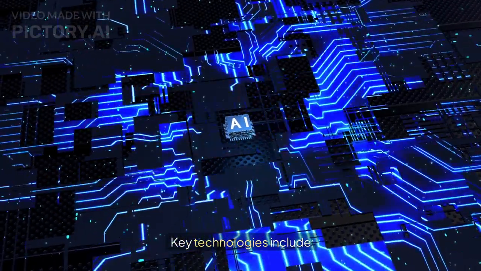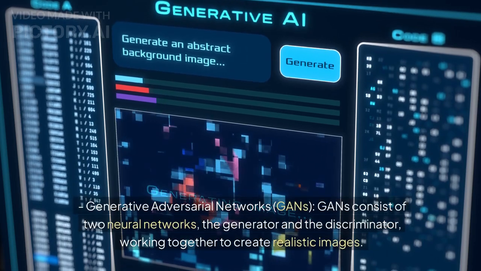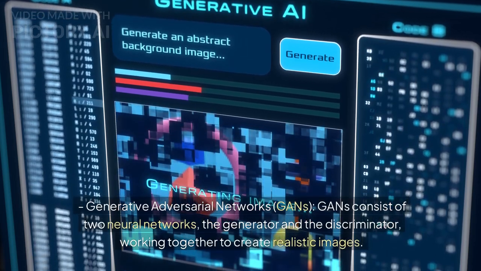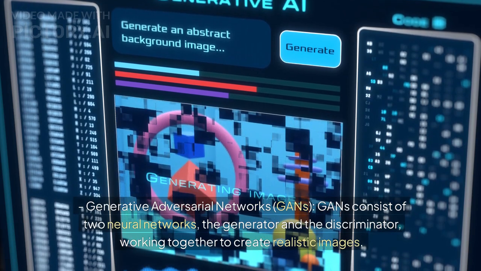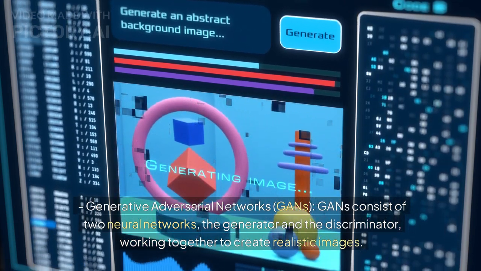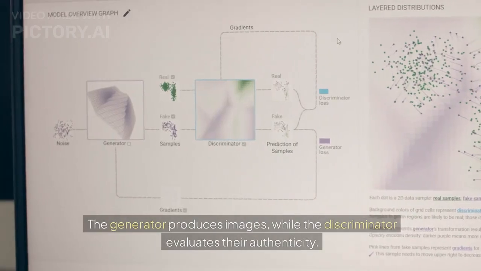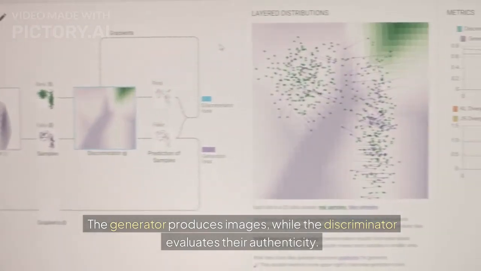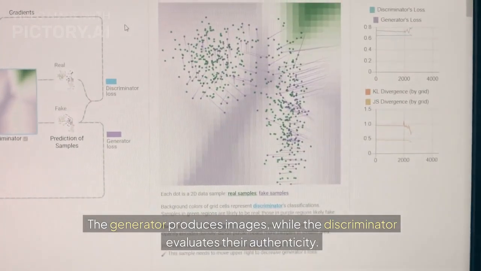Key technologies include generative adversarial networks, GANs. GANs consist of two neural networks, the generator and the discriminator, working together to create realistic images. The generator produces images, while the discriminator evaluates their authenticity.